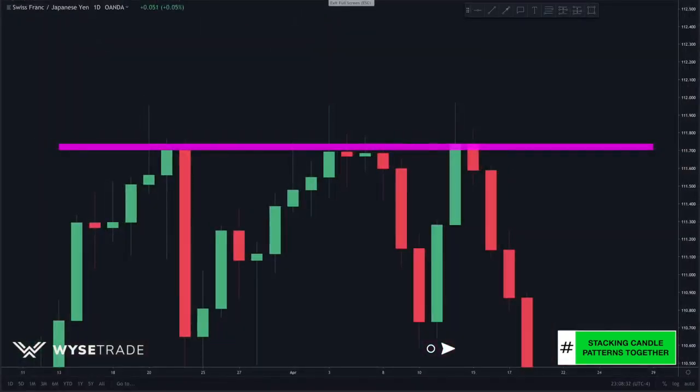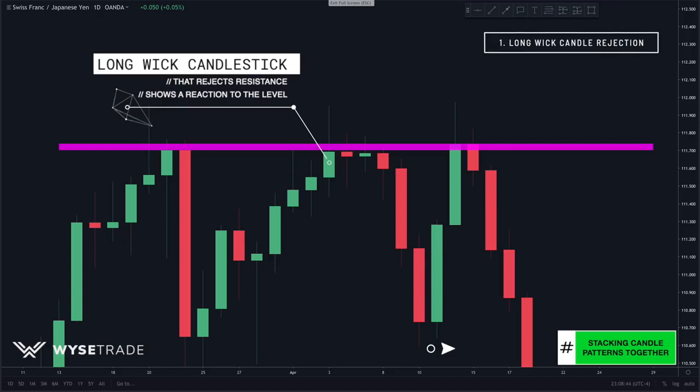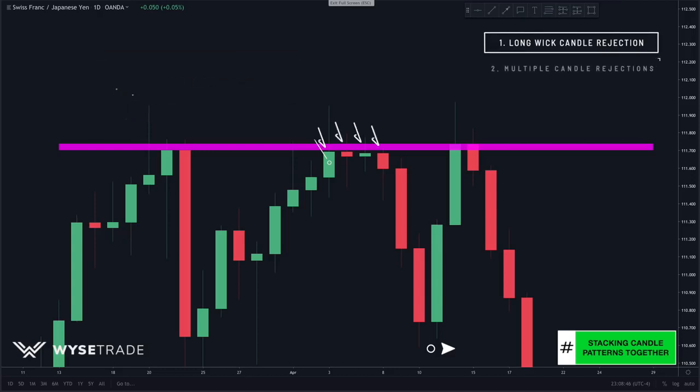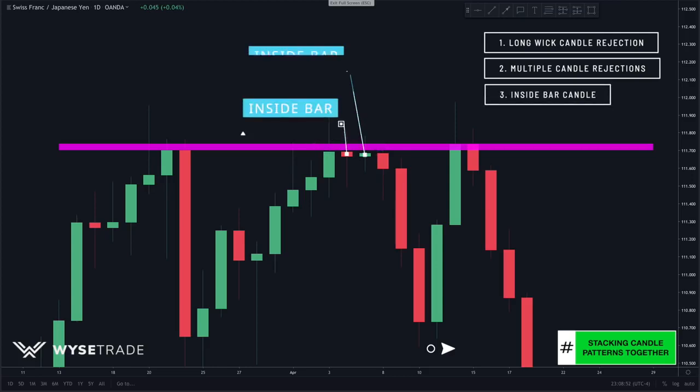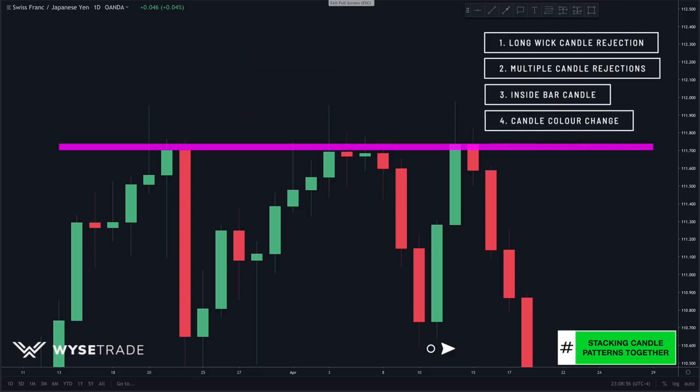Here's the Swiss Yen. And again, price came up, hit and reversed drastically, giving us a level of resistance. As price came back up to this level, we had multiple candlestick patterns form. First, a long wick candle rejection. Second, we had multiple additional candle rejections. Third, we had an inside bar, another inside bar. And fourth, a candle color change, as we had all green candles before a red candle appears.